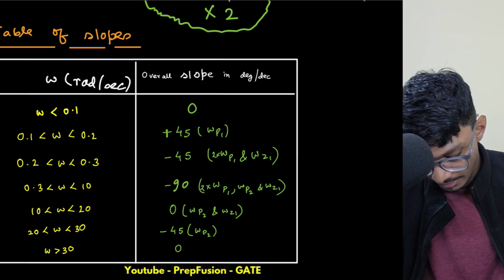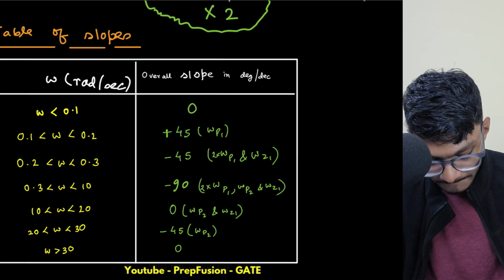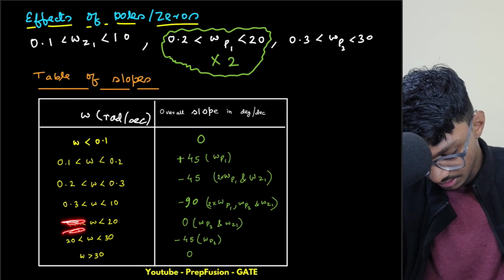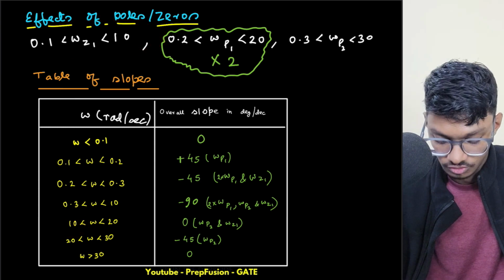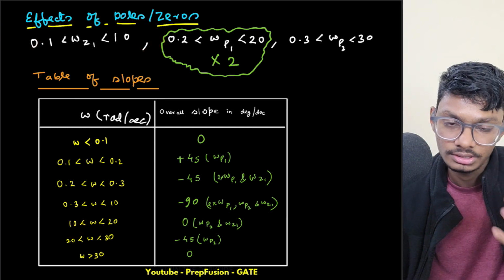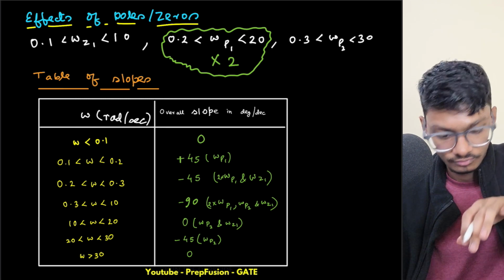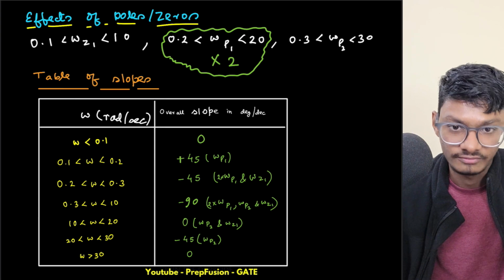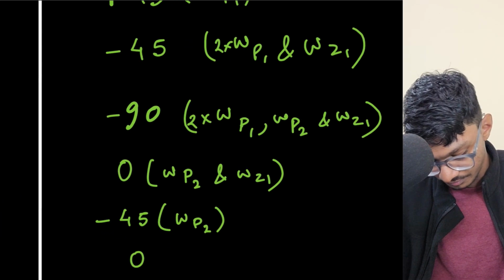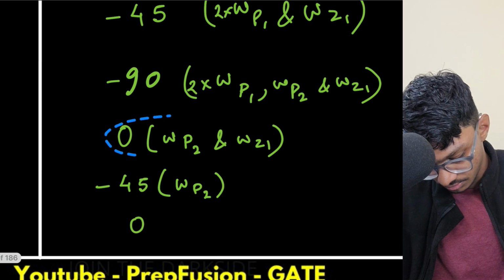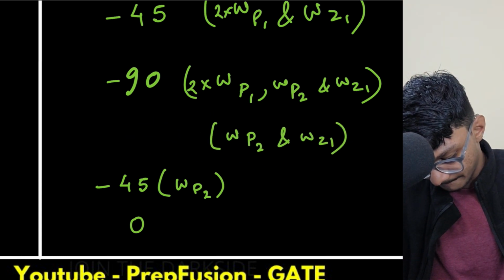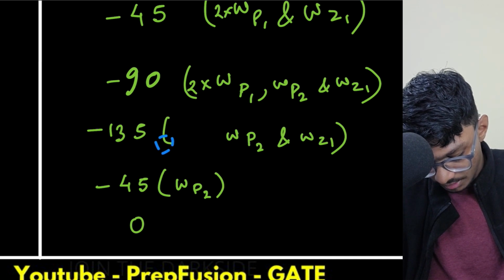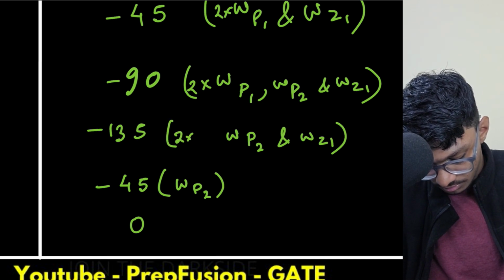And after this, what is happening? Obviously after this 10 times, the effect of this zero is also gone. It was providing plus 45 degree per decade. Now it is gone, so another 45 degree will get subtracted from here. The effect of this one is gone. So overall I have minus 135 degree per decade slope here. I have two poles.